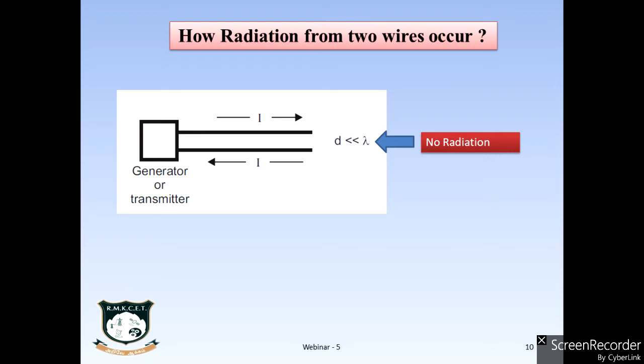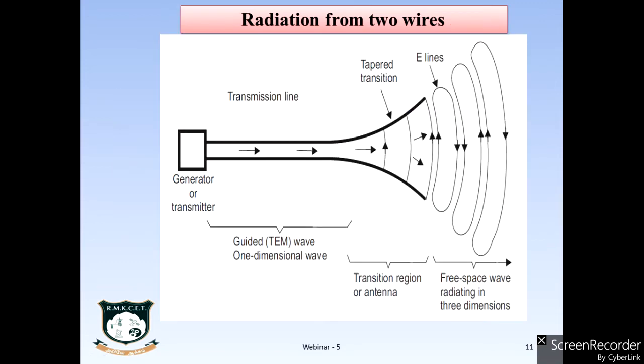Now this is a condition. If the wavelength is lambda, that is we have a transmitter which is generating the frequency, and let the wavelength of that be lambda, and the distance between the two wires is d. If the distance between the two wires is very much less than the wavelength of the signal, then no radiation will occur. That is one condition.